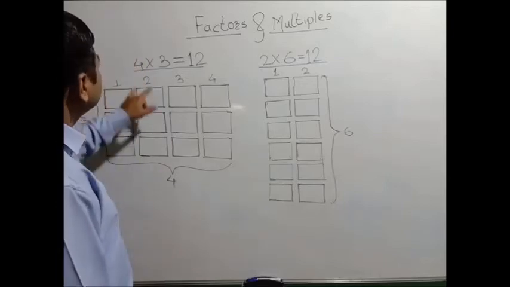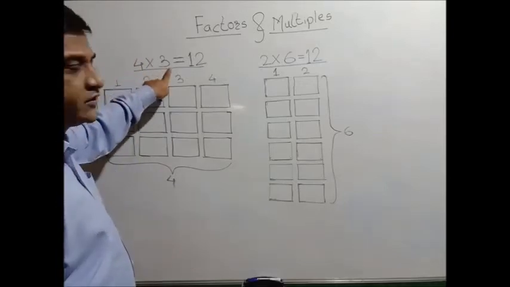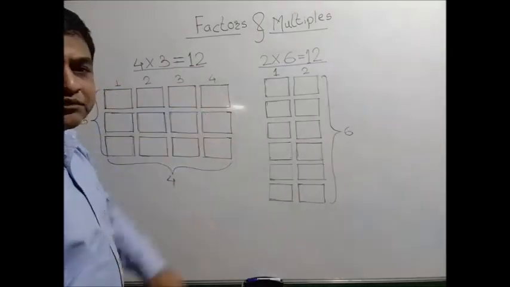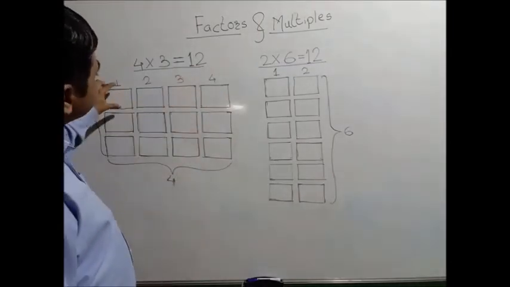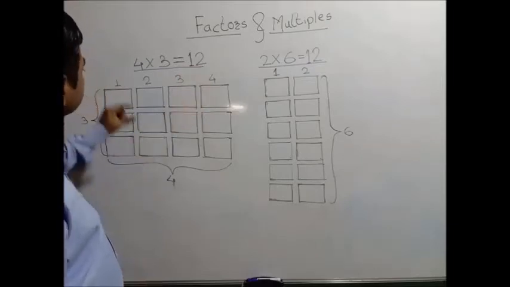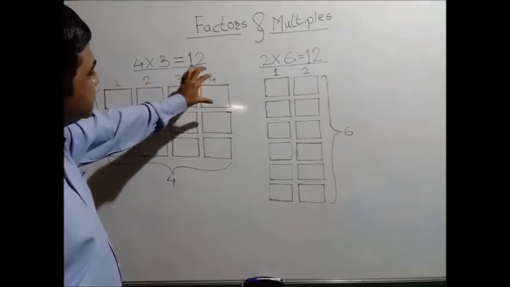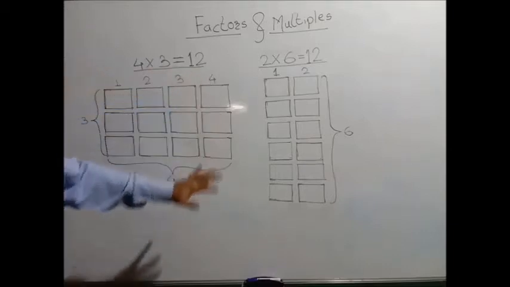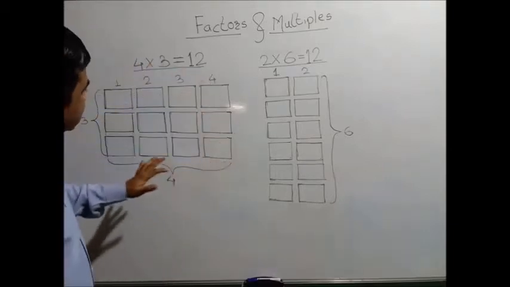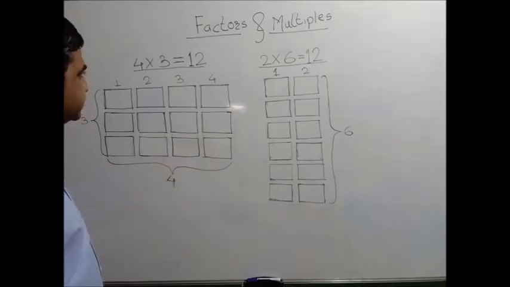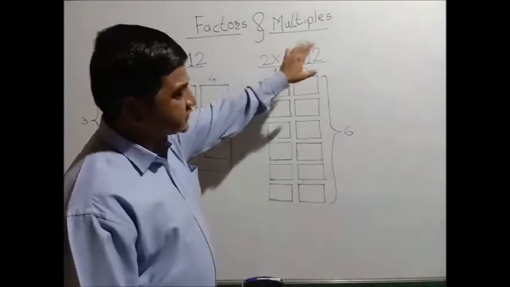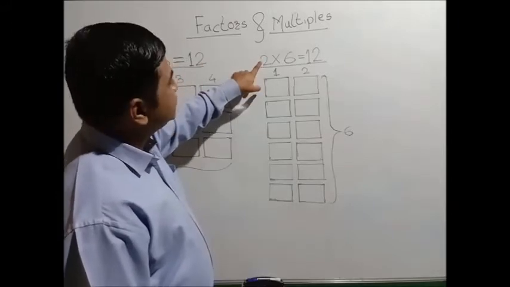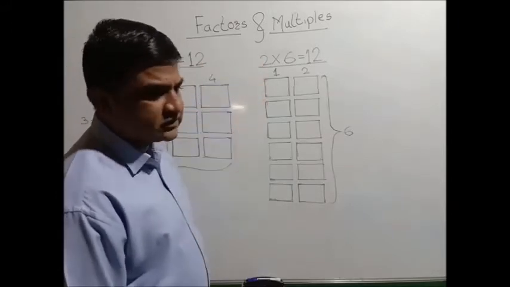For example, when I say that 4 is multiplied with 3, it means I am going to take 4 blocks, 1, 2, 3, 4, for 3 times. This is repeated for 1, 2, 3. If I count the total number of blocks, there will be 12 blocks. Even in the case of multiplying by 6, I am taking a repetitive addition of 2 blocks for 6 times.